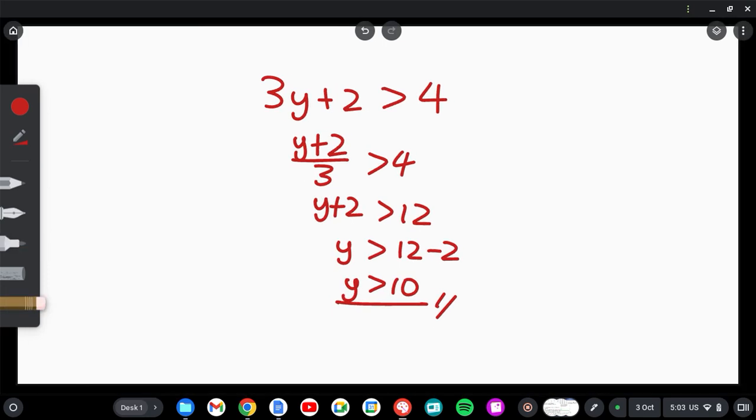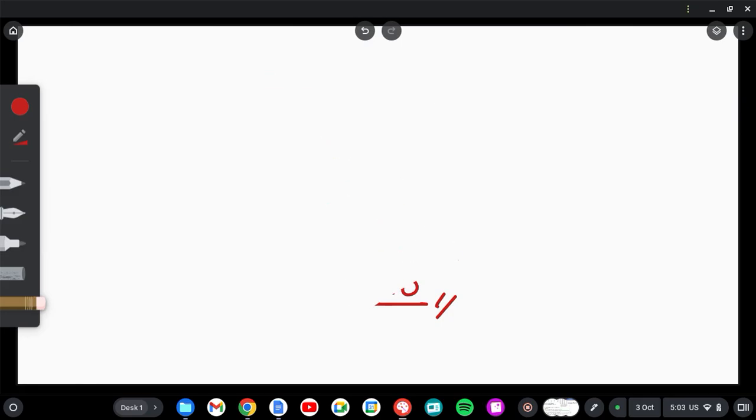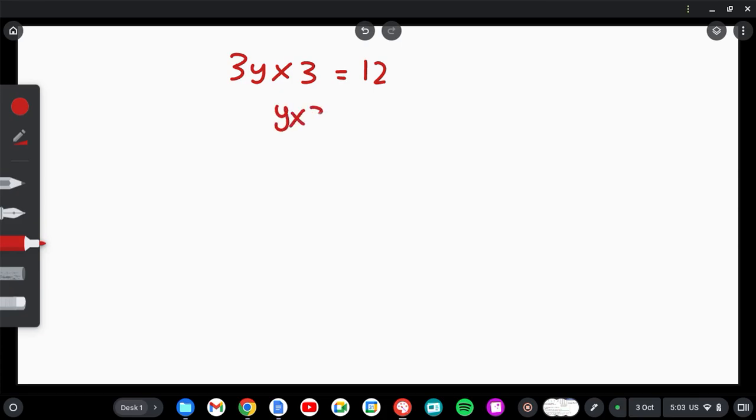Okay, this is the first one. Second one is when we multiply or divide. Okay, so multiply or divide. Let's see. More than or equal. Okay, for inequality, there's always no equal sign. It's either more than, less than, more than or equal to, or less than or equal to. So more than or equal to looks like this, less than or equal to looks like this.